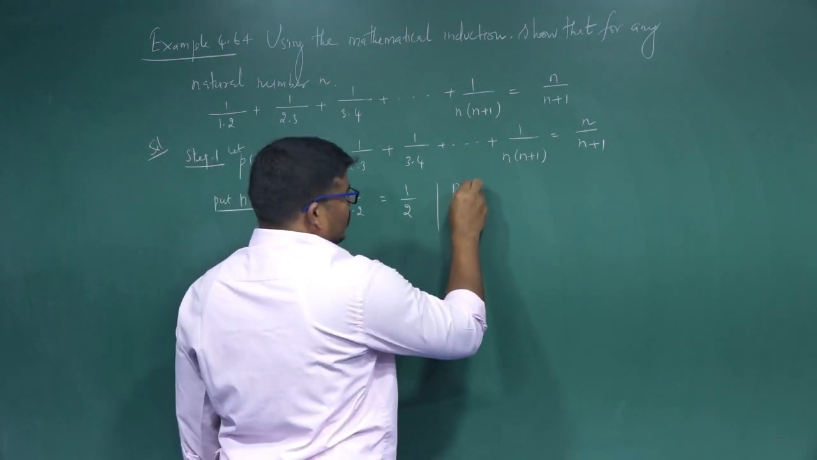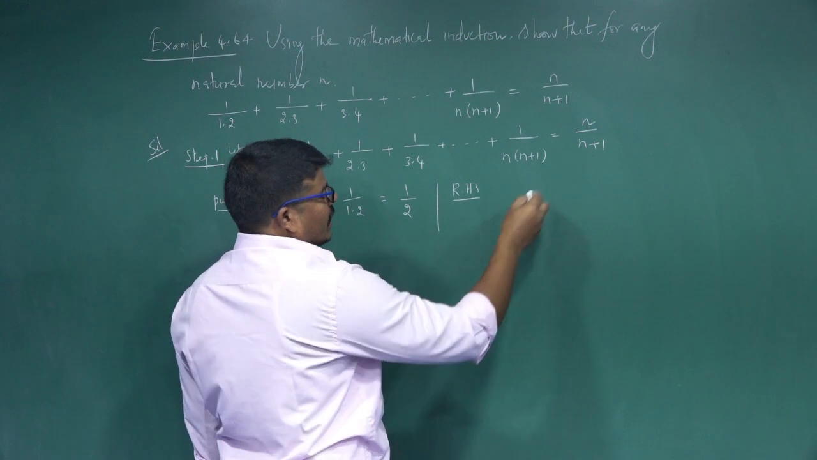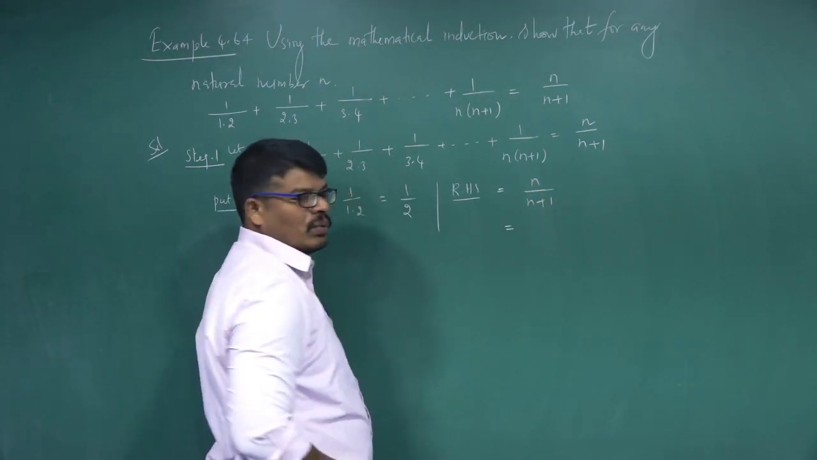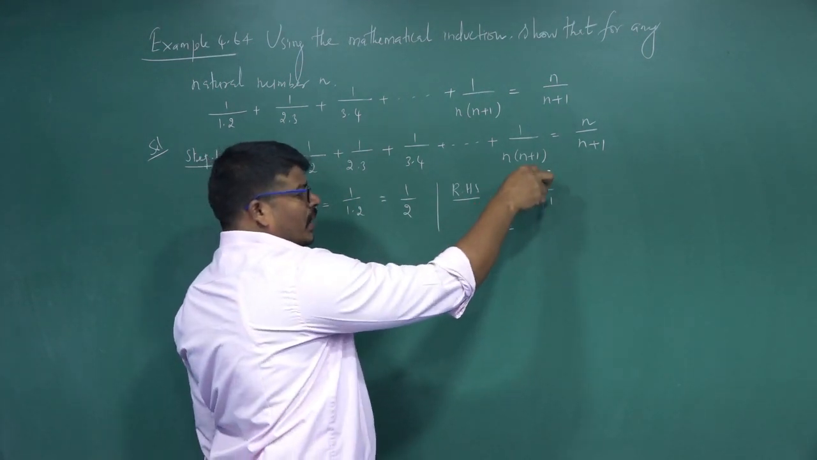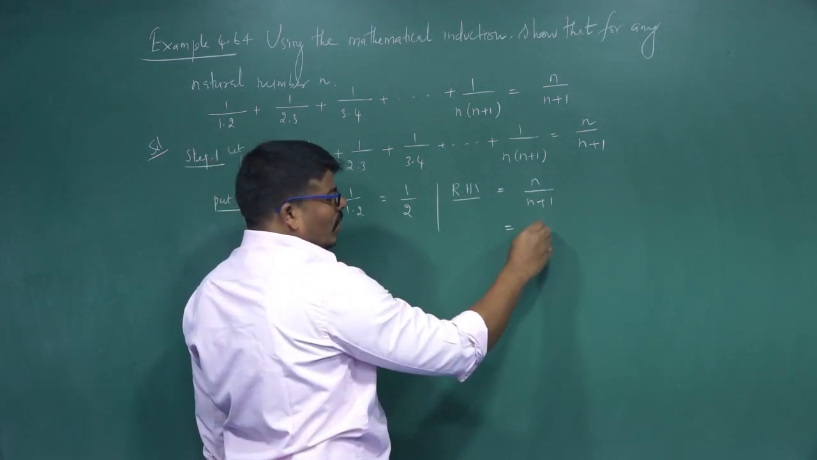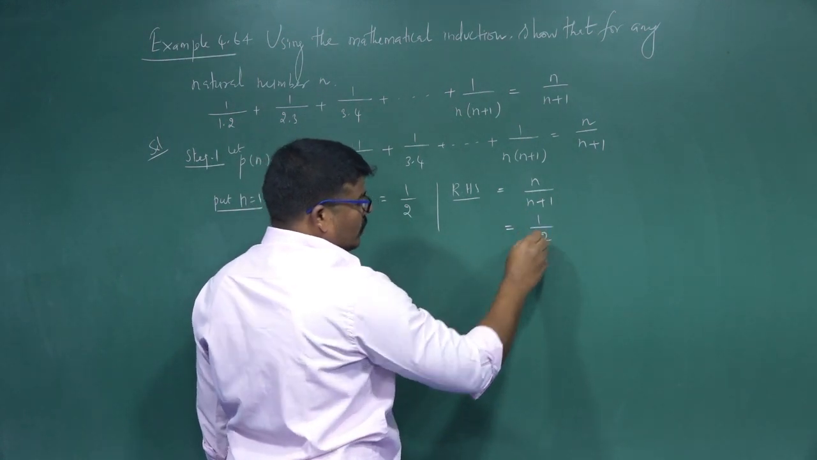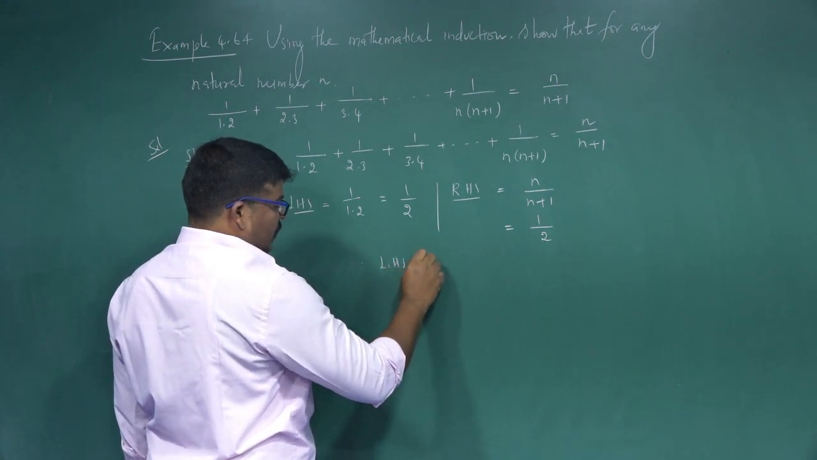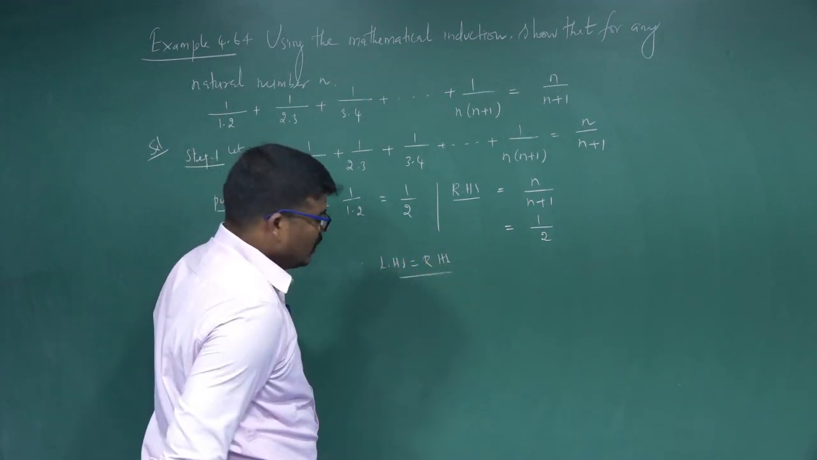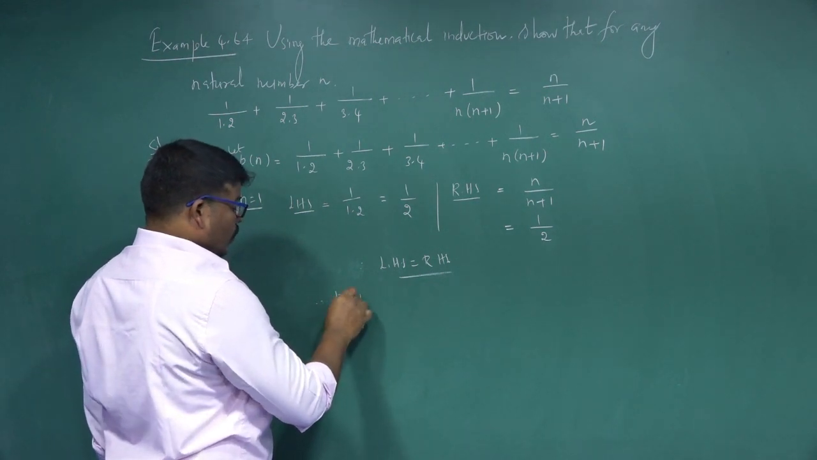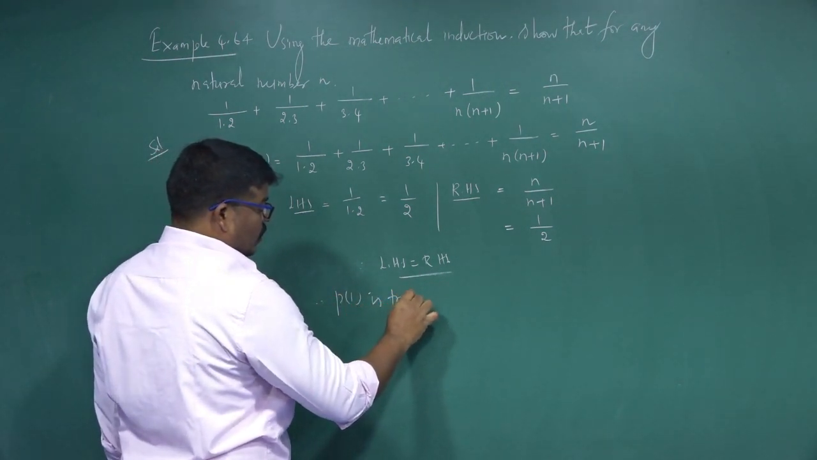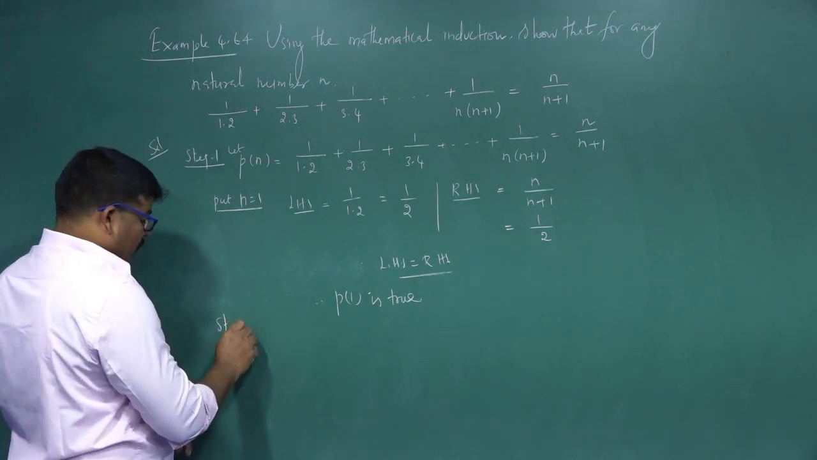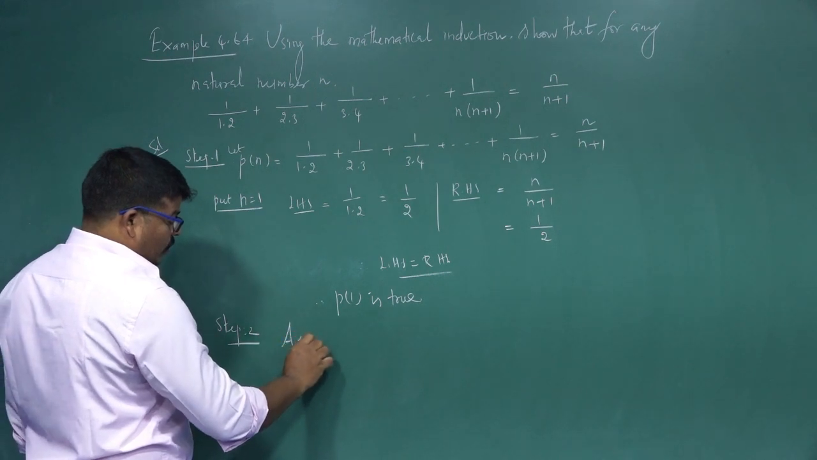And take RHS, the right hand side, equal to n by n plus 1. Put the value n equal to 1 and substitute in RHS: 1 by 1 plus 1 is 2, so 1 by 2. So therefore LHS equals RHS. Therefore P of 1 is true. Step 2: assume that P of k is true.